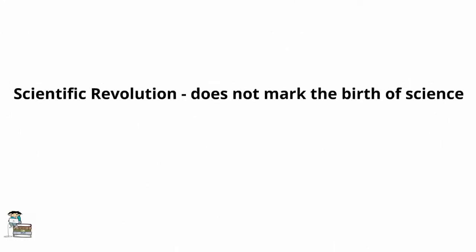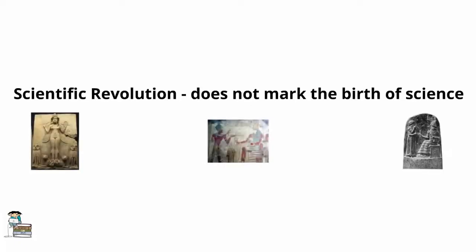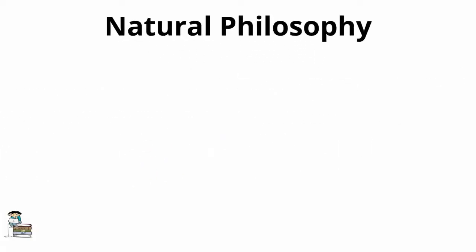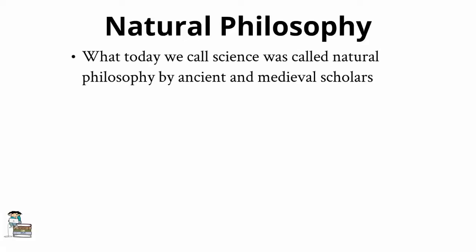It is important to emphasize that the scientific revolution did not mark the birth of science. Instead, the origins of science reach back thousands of years to the ancient civilizations of Mesopotamia and Egypt. It should also be noted that the term science did not gain its modern meaning until the 19th century. Prior to that time, and thus during the scientific revolution, the term natural philosophy or philosophy of nature was used to designate what today we would call science.